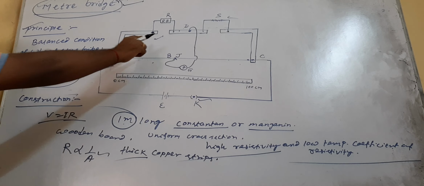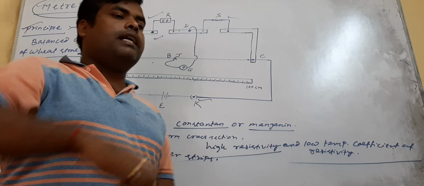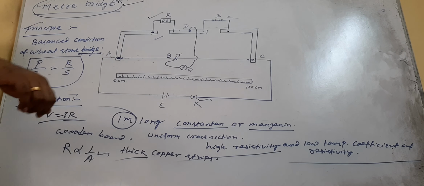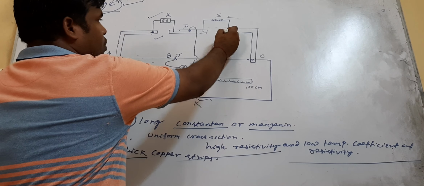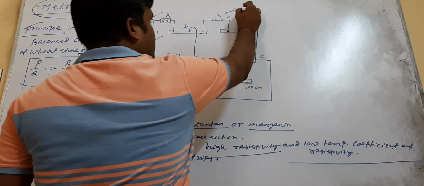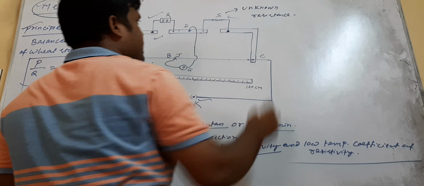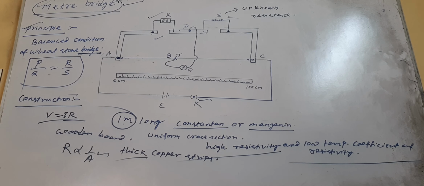And you see, in the left gap of the strip, you have the resistance box. From the resistance box, you can provide resistance. If you open 10 ohm resistance then the resistance provided is 10 ohm. If you open 20 ohm key, then the resistance provided in the resistance box is 20 ohm. And here you see in the right gap you have the unknown resistance. By the help of this meter bridge, we will find the value of this unknown resistance.